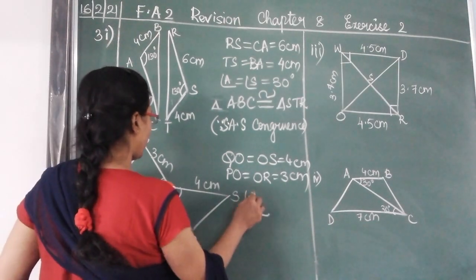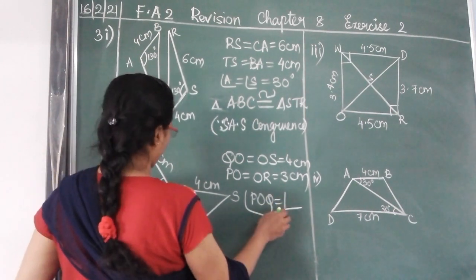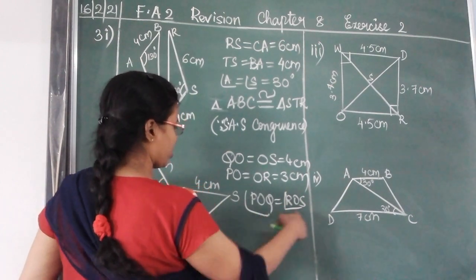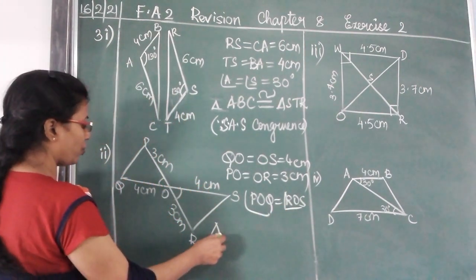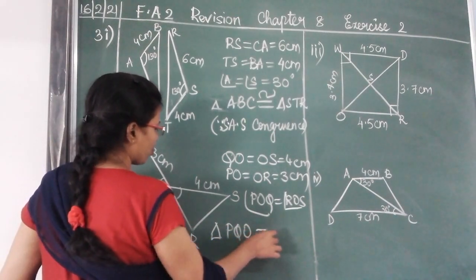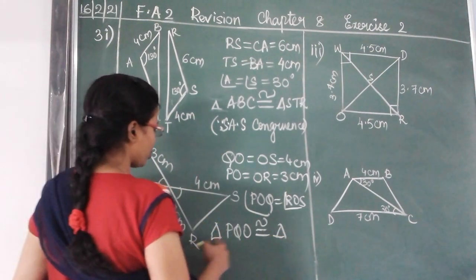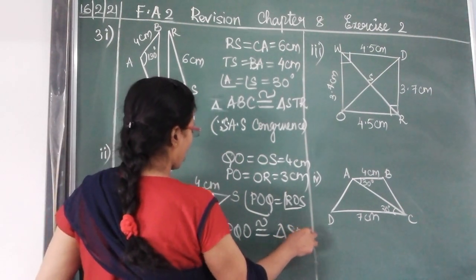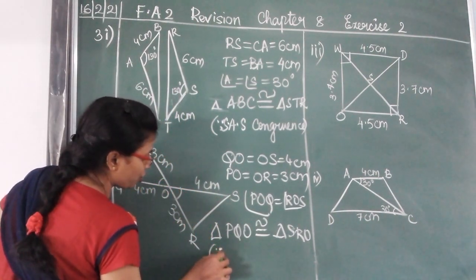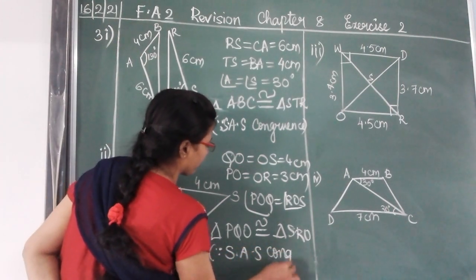So let's write angle POQ is equal to angle ROS. So here you can conclude that triangle PQO is congruent to triangle SRO. Understood? What is the reason? Since which congruency? SAS congruence.